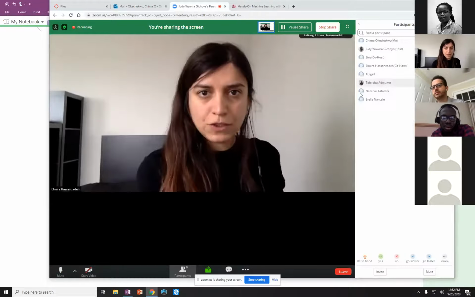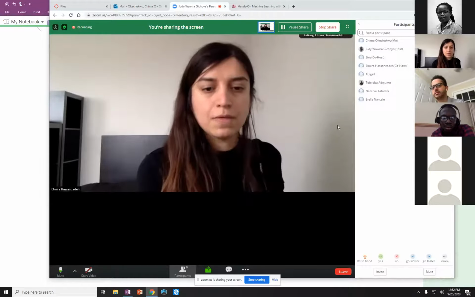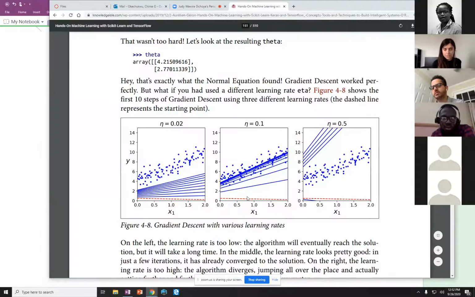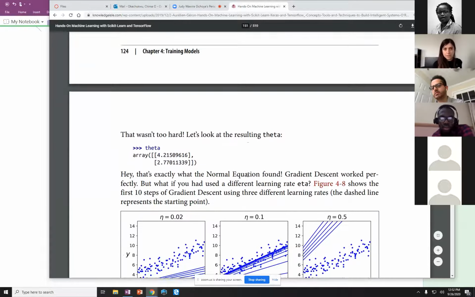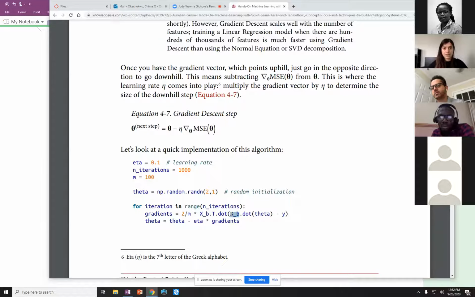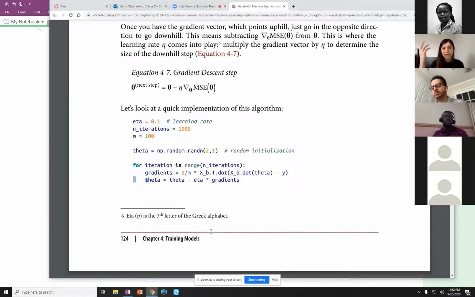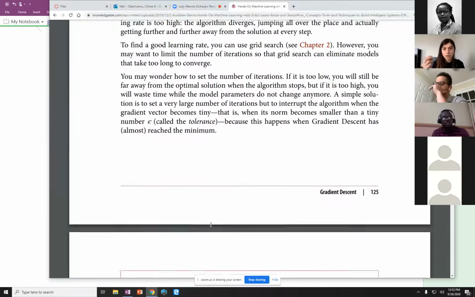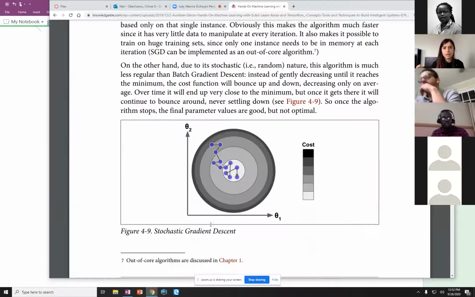So the batch one is the one where, for the next step, our algorithm is trying to figure out what next step to take based on all the instances. So it's calculating all the gradients together and putting them in a vector of gradients. And then based on that, it's trying to figure out which direction to go. But the other one is just picking a random instance, and the target value of that is just defining which direction to go.